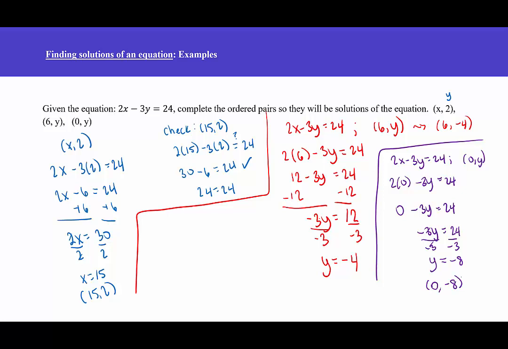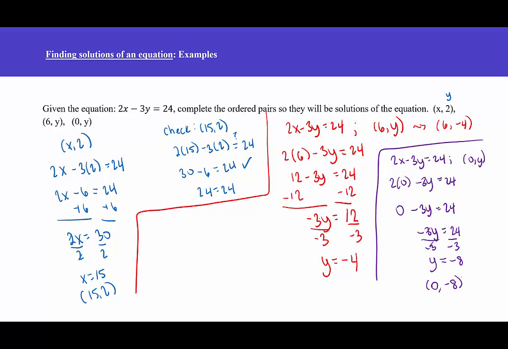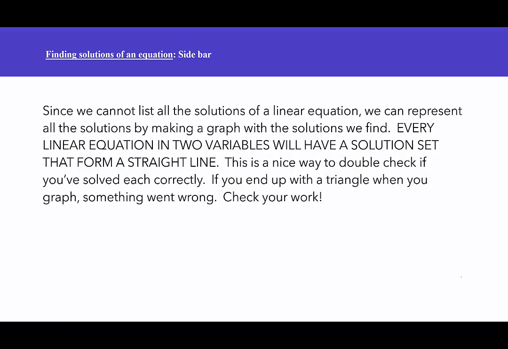How'd you do with those y's? Awesome? Okay, here's my sidebar. Since we cannot list all the solutions of a linear equation, we found 3 of them here. We have 3 ordered pairs that do in fact make a true statement, but that's not all of them. There are infinitely many. We represent all of the solutions by making a graph with the solutions we find. If we're talking about linear equations in 2 variables, the solution set will form a straight line. This is also a nice way to double check your work, because if you end up with a triangle, well, that's not going to be a straight line. Something went wrong. I would double check your work.